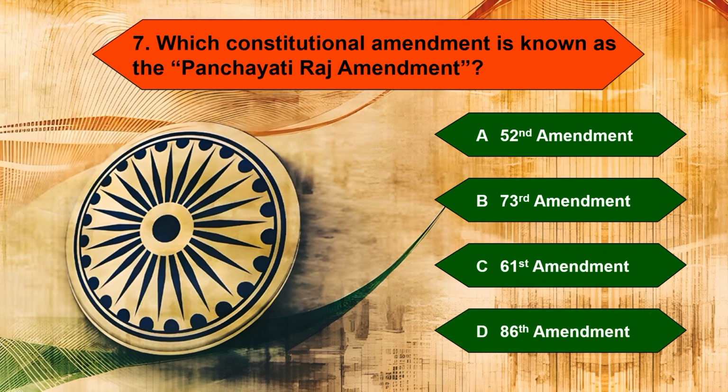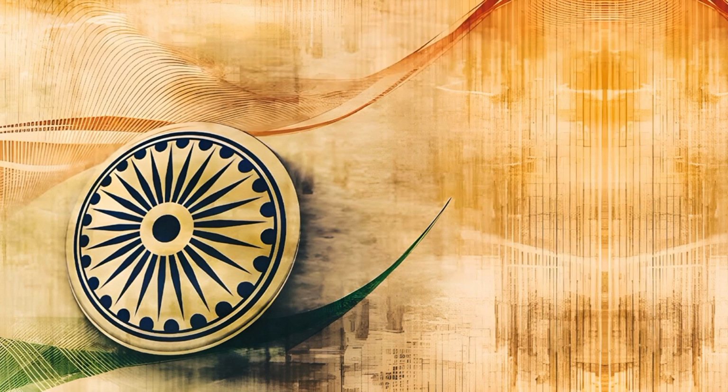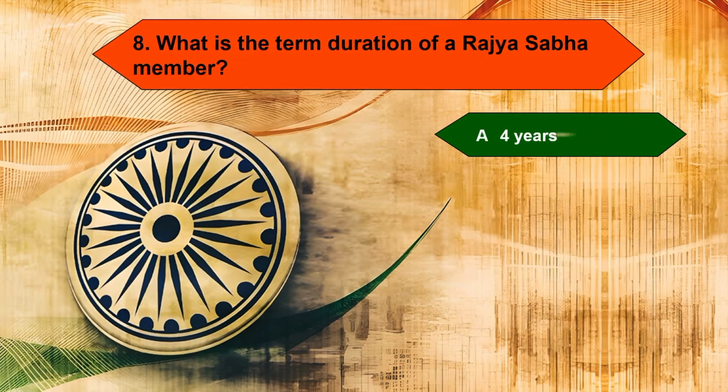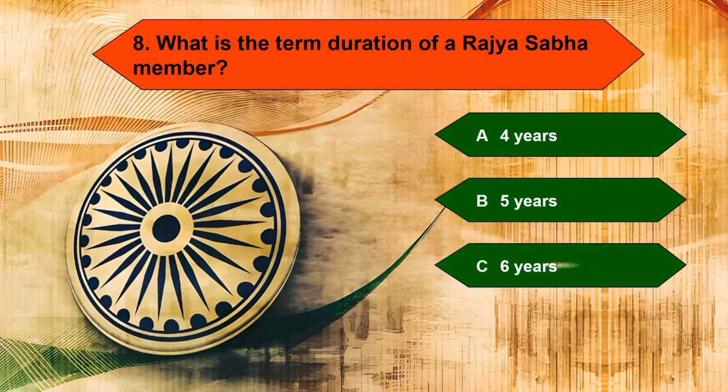Seventh, which constitutional amendment is known as the Panchayati Raj Amendment? A. 52nd Amendment. B. 73rd Amendment. C. 61st Amendment. D. 86th Amendment. B. 73rd Amendment.